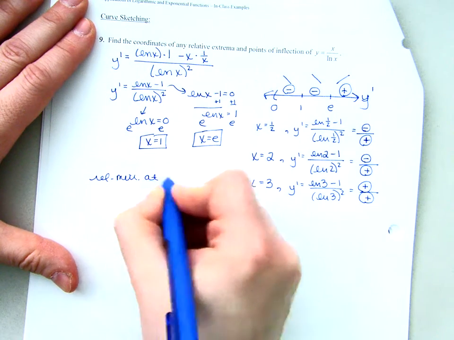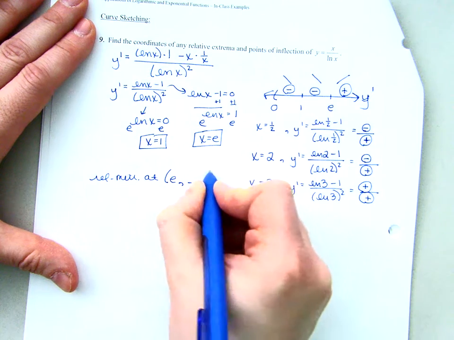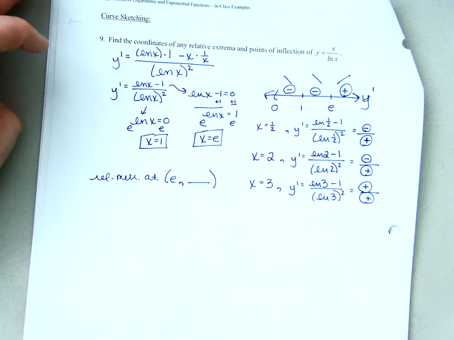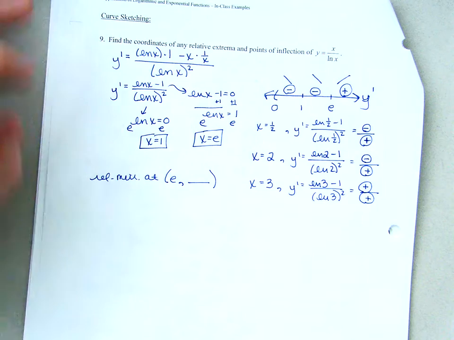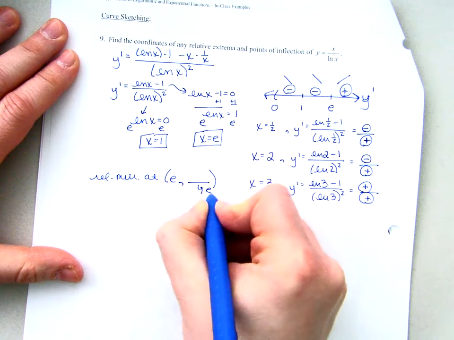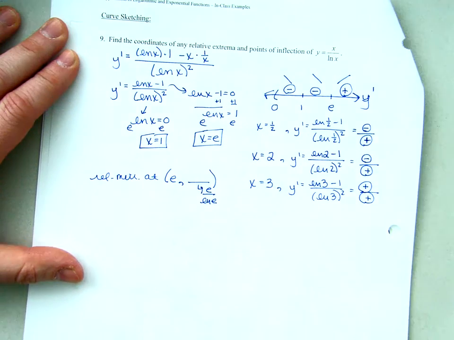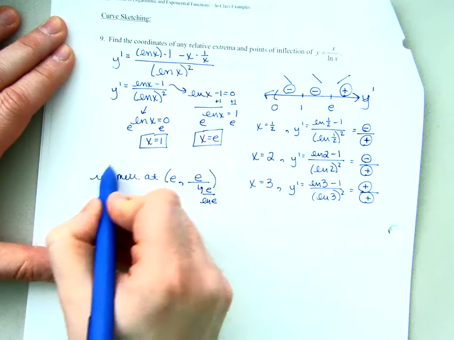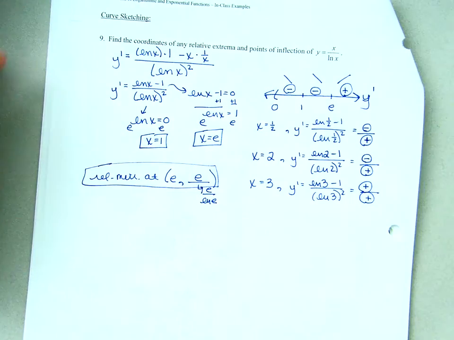Now I asked for coordinates, so we're going to say e comma, and you have to plug that in to the original function. Do that and find your y coordinates. This was the easy part of this problem. There's a reason I gave you a whole page for work. What's the y coordinate? E. You're going to get e over the natural log of e. Natural log of e is 1. So relative min at e comma e.